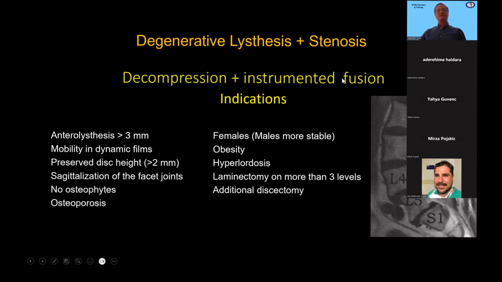Decompression plus instrumented fusion may be indicated in cases with more than 3 mm anterior listhesis, mobility in dynamic films, preserved disc height more than 2 mm, sagittalization of the facet joints, and if there are no osteophytes, or if there is significant osteoporosis.